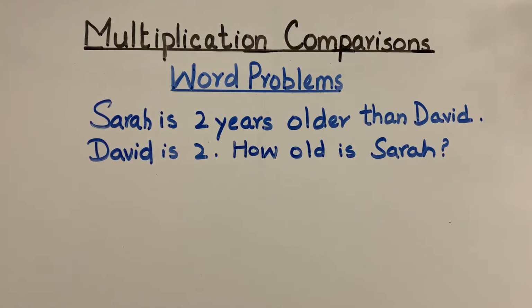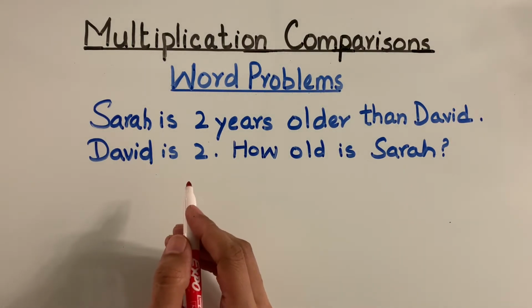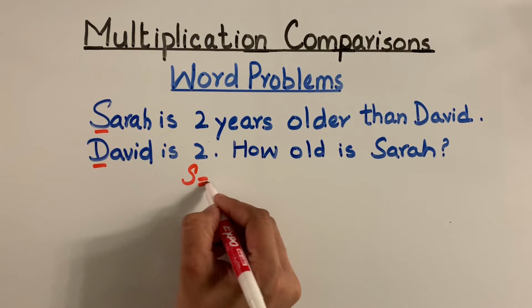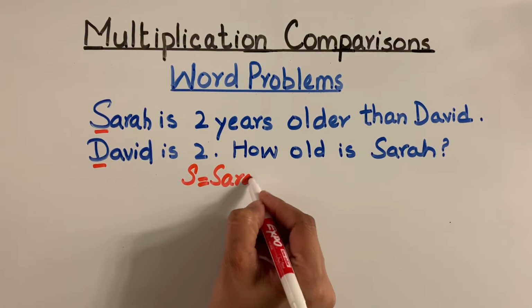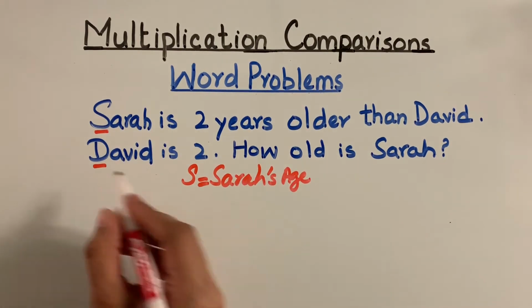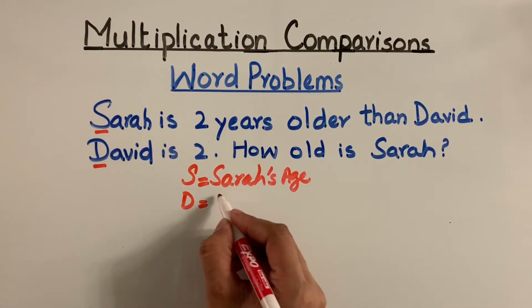Let's do some word problems of multiplication comparisons. First we have: Sarah is 2 years older than David. David is 2. How old is Sarah? Let's use some letters to represent Sarah and David's ages. I'm going to use S for Sarah's age and D for David's age.